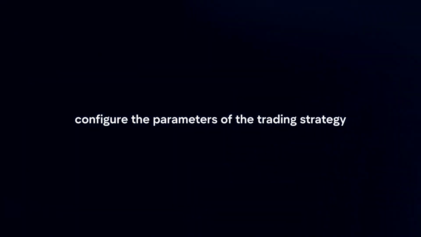Set parameters. Configure the parameters of the trading strategy, including time frames, indicators, entry or exit conditions, and risk management rules. Select time range. Choose the historical data range you want to backtest your strategy against. You can specify a custom date range or use predefined intervals.